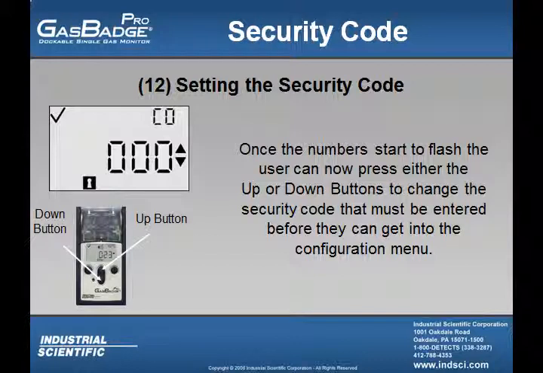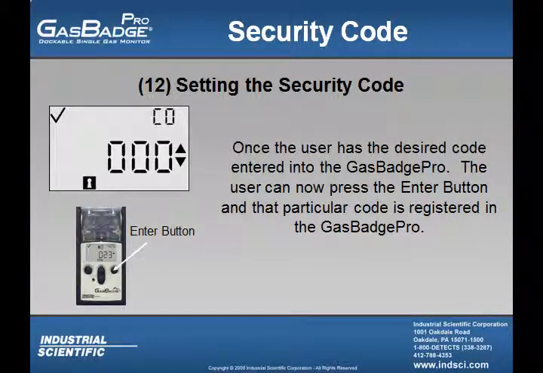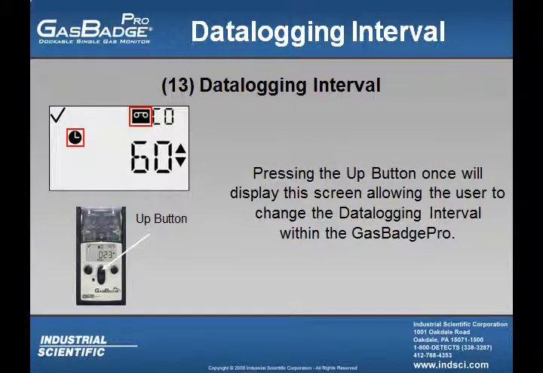After the enter button is pressed, the user can now press the up or down buttons to change the security code to be entered before the user gets into the configuration menu. Once the user has the desired code within the GasBadge Pro, they must press the enter button and that particular code is now registered into the instrument. Pressing the up button once will display this screen with the clock symbol and the cassette tape, allowing the user to change the data logging interval within the GasBadge Pro.